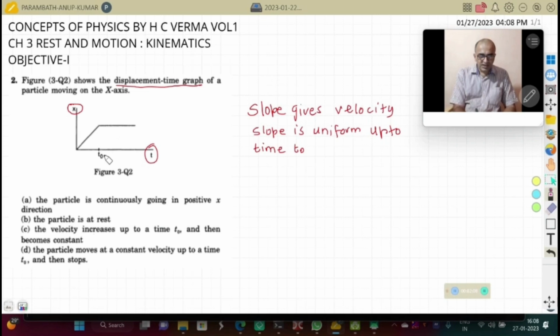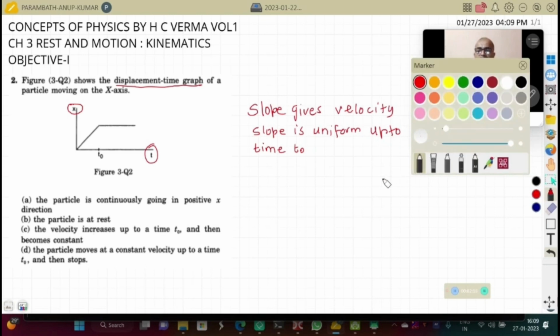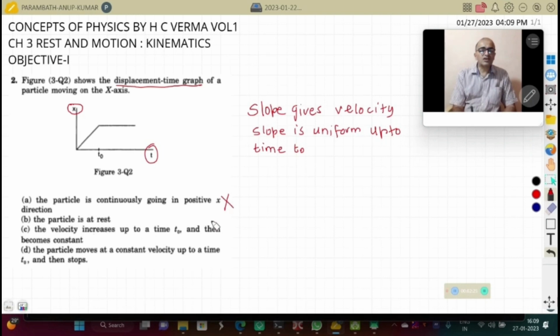With this understanding, let us look at the options that are given to us. The first option, the particle is continuously going in the positive x direction. That is not correct, because the particle has stopped at time t0. Therefore, this is not the correct option. The particle is at rest. We found that the particle is at rest only after time t0. Therefore, this is also wrong.